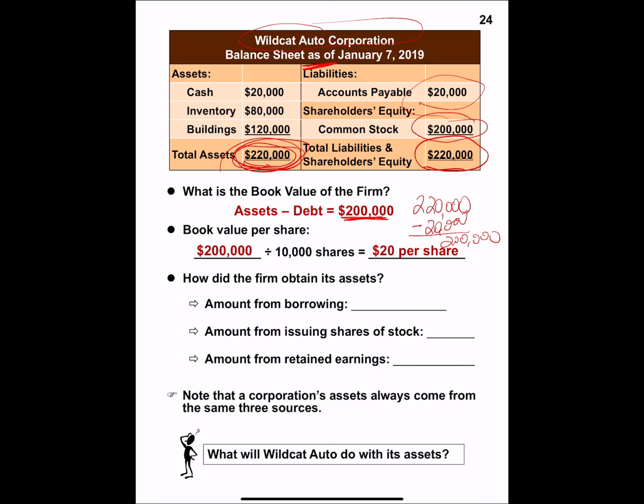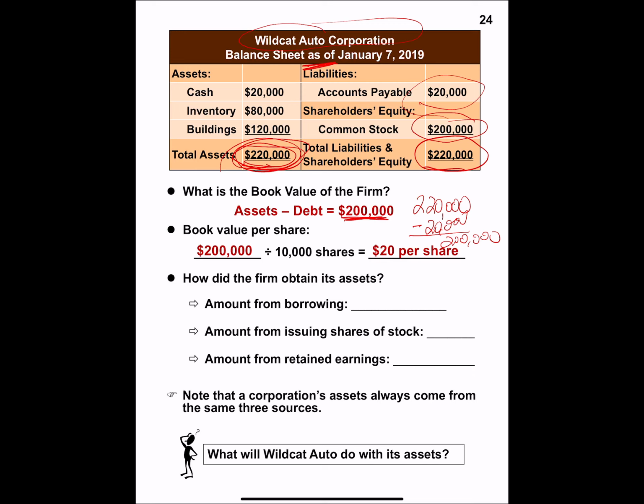So there are three basic sources for where firms got their assets. One is, did they borrow? Did it come from the liabilities? Another is, could it come from issuing equity? Or could it be from the other part of shareholders' equity, retained earnings, what we call profitable operations? Okay, so we look up here, where did it come from?